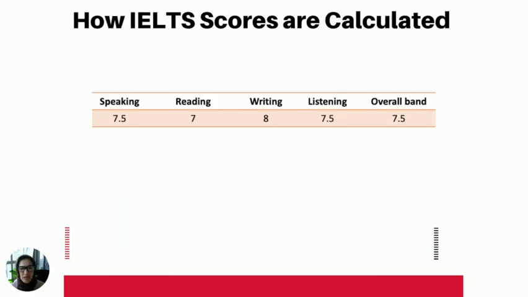So now let's look at how the IELTS scores are calculated for both the academic and the general examination. As I mentioned, you will be given a separate score in each section: speaking, reading, writing, listening. Then they take these four numbers and divide the total by 4, which is 7.5 for these numbers.